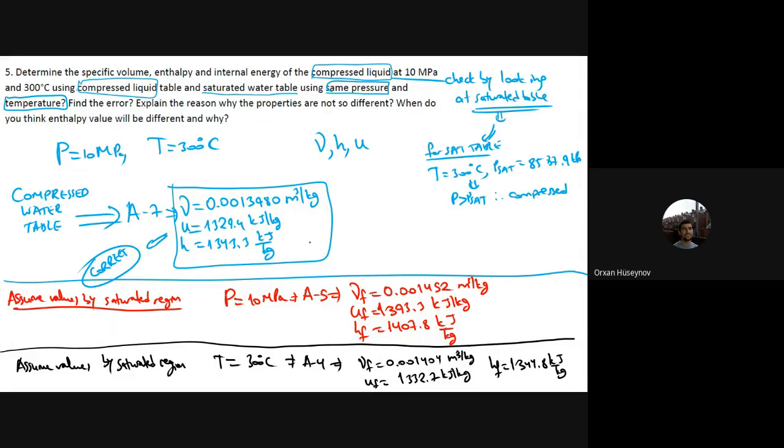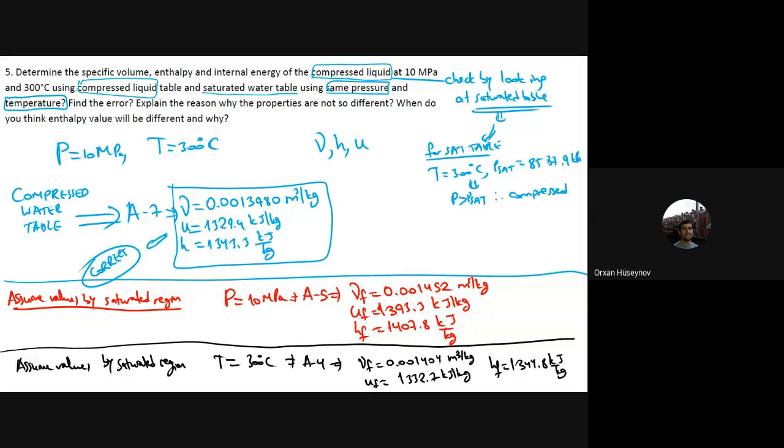When you compare the values, the compressed liquid table with this one and with that one, let's first start with the new values. For the new values, this one is 1398, this one is 1452, and this one is 1404. You see that this one is close. This one is very wrong with respect to that one, but this one is very close to that value.